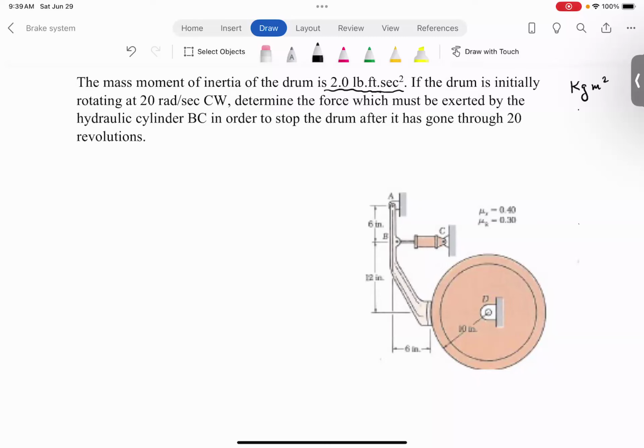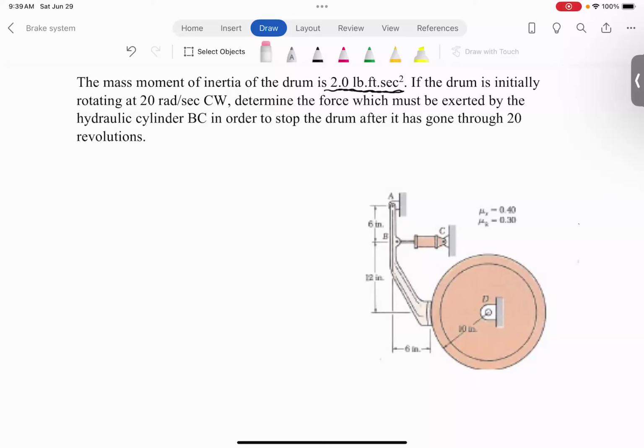But in the other system it is slug feet squared. Slug is rarely used. Slug is pound, which is the weight, divided by acceleration. That's why you end up getting pound-foot-second squared times feet squared, which eventually becomes pound-foot-second squared. Just wanted to clarify that. All right, why don't we get it started?